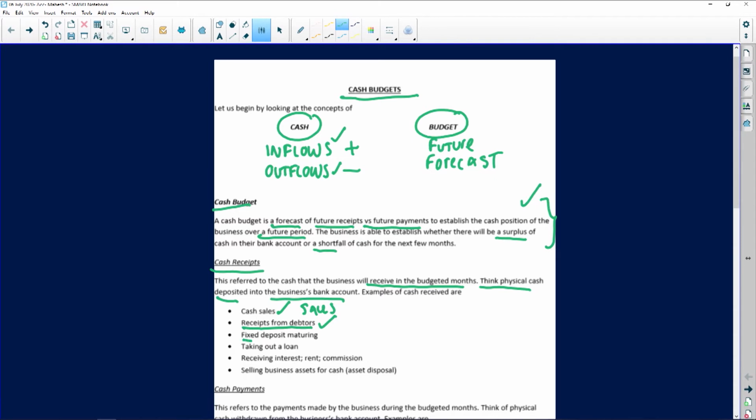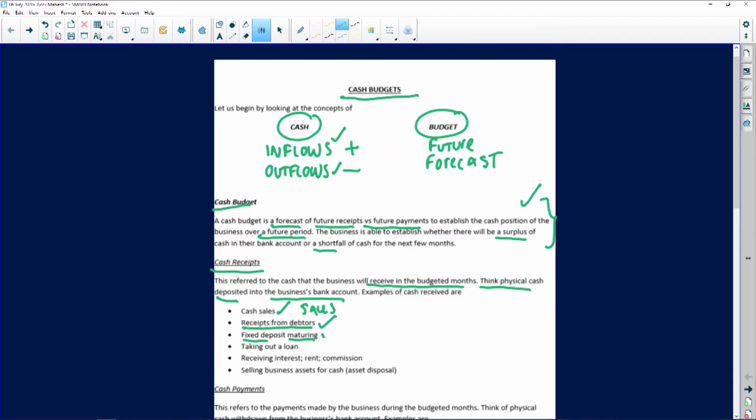Then a fixed deposit when it matures. Now remember guys, a fixed deposit, you obviously take money out of your bank account, you invest it in a different account to earn a higher rate of interest. So when that fixed deposit matures, or when that time has now expired, it could be a year, it could be 2 years, money now flows back into your bank account. So that is a receipt of cash.